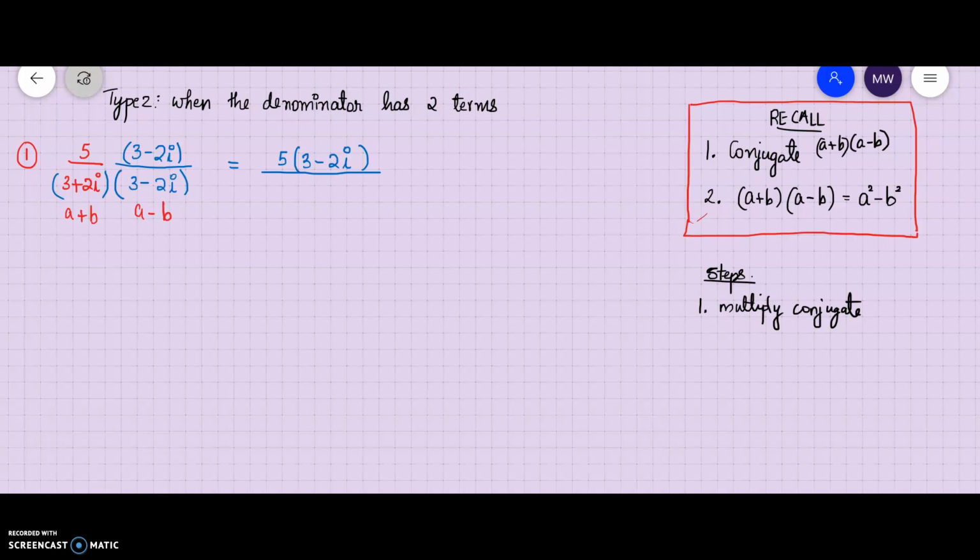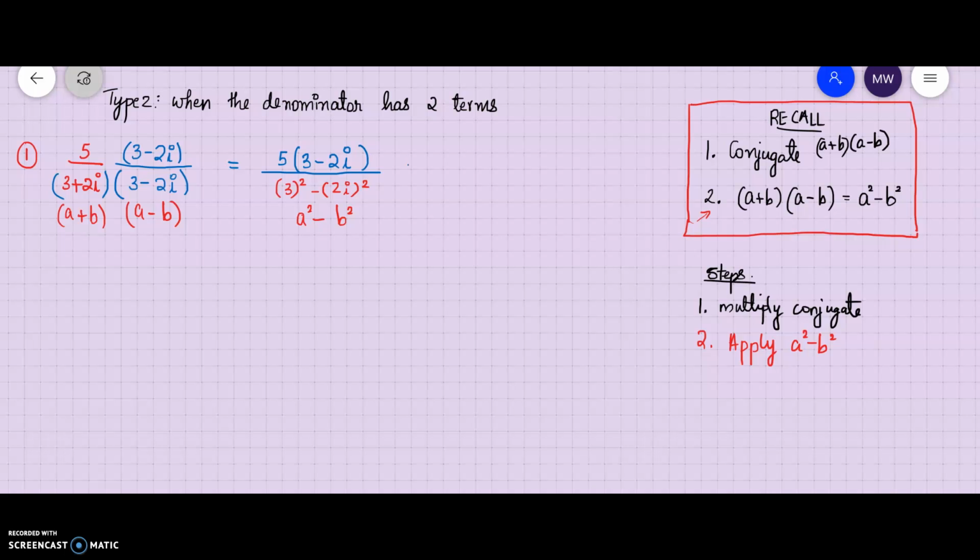So we're going to apply the second step here. Step number 2, you have to apply the identity a squared minus b squared. So whenever you have a plus b times a minus b, you can write your answer in the form a squared minus b squared. So instead of a here, we have 3. So we will be putting 3 to the second power minus, instead of b, you have 2i, so you're going to put 2i to the second power. Okay, so that's how we would write the denominator.